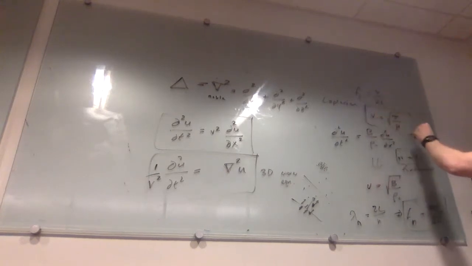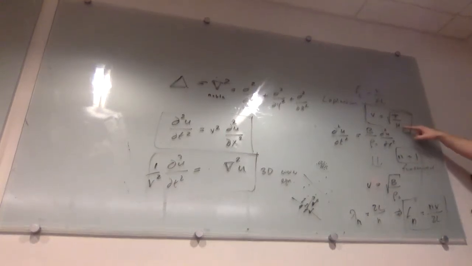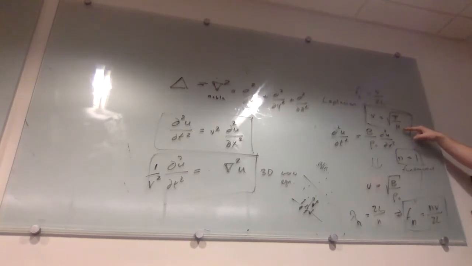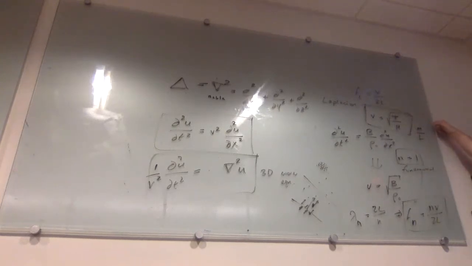This is the velocity for a string with tension on it. T is the tension on the string, the force you're holding it with. Mu is the mass density, so it's the mass per meter. So if you're stretching it, yes, you are changing mu.